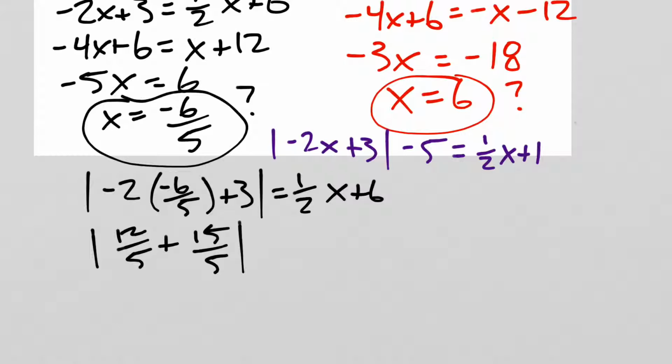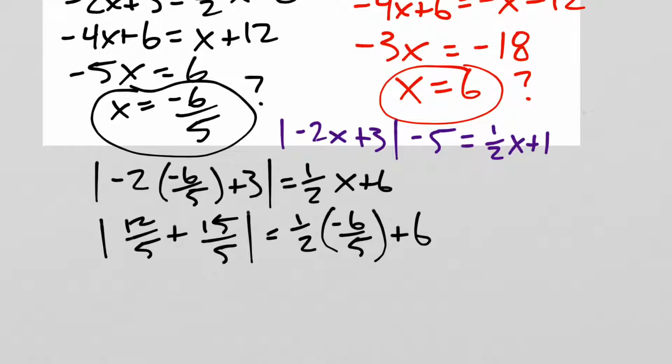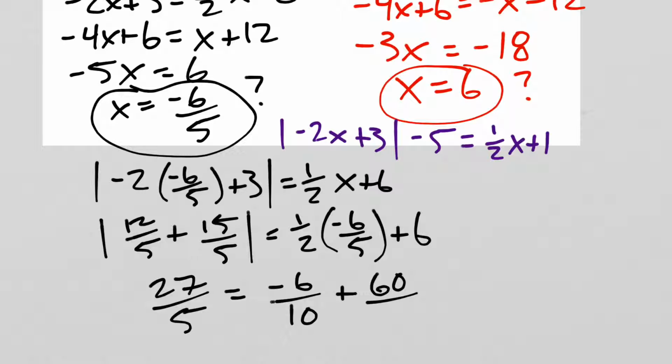15/5. Notice I totally just got a common denominator, so I can add those. Equals, let's just leave that 1/2. Oh, I forgot to plug in my x value, which was negative 6/5 right there, plus 6. Keep going. 12/5 plus 15/5 is what? 27/5. I said 15ths, I meant to say fifths. 27/5 equals 1/2 times negative 6/5, which is negative 6/10, plus 6 with a denominator of 10 is going to be 60/10. Gross. Simplify that right hand side. Negative 6 plus 60 is going to be 54 over 10.